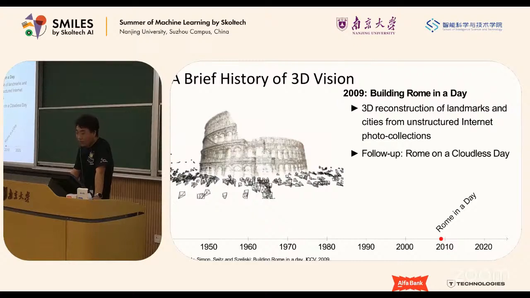In 2007, a very famous paper called Building Rome in a Day was developed. In this method, the researchers used thousands of images obtained from the internet to reconstruct the 3D shape of Rome. It performed 3D reconstruction of landmarks and cities from unordered internet photo images.